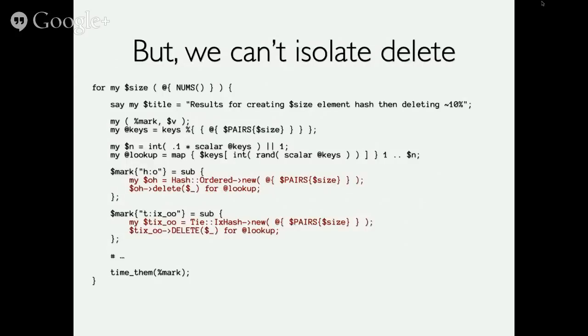The problem is we can't isolate the delete. I need to create a hash of stuff, and then delete a bunch of stuff out of it. And if I want the test to start with the same input data, the same starting hash, I have to generate that every single time, because this subroutine is going to be called thousands of times over and over again. What we really would need for Benchmark.pm or a better benchmarking module is the ability to set up some test data outside of the benchmark timing, pass it in, and just run the benchmark timing without it. But Benchmark.pm doesn't do that.